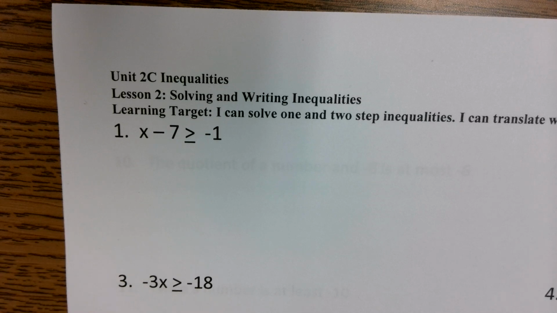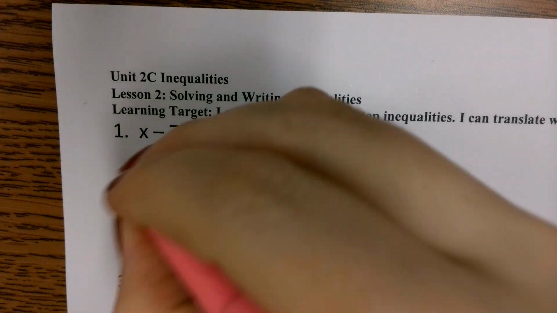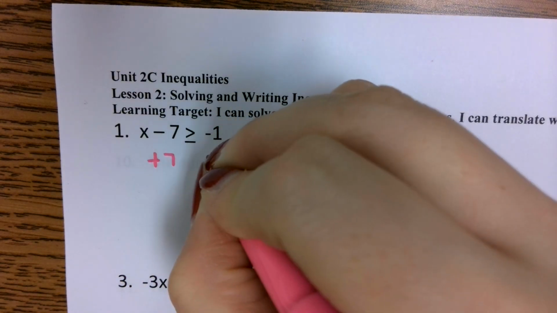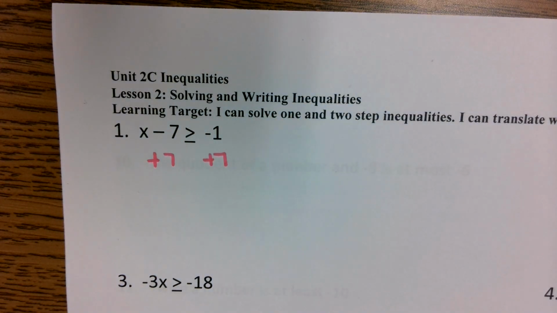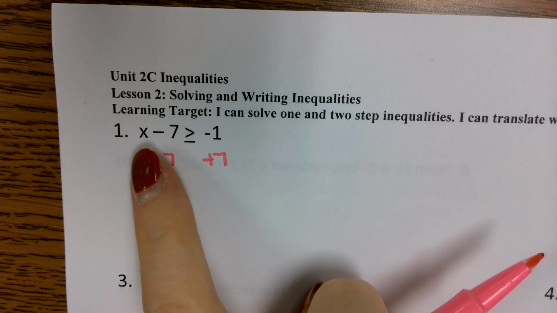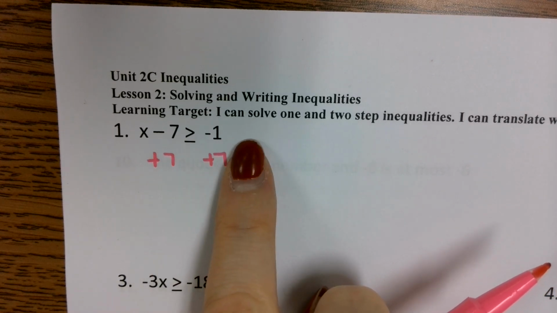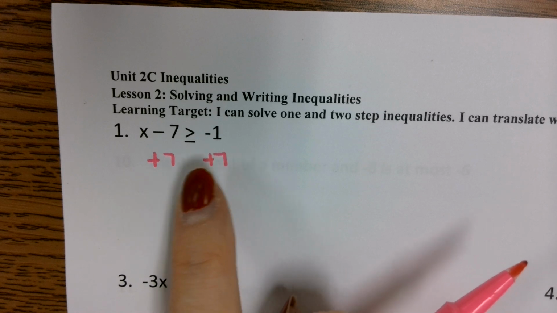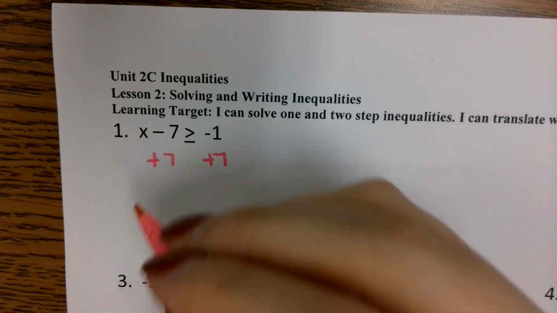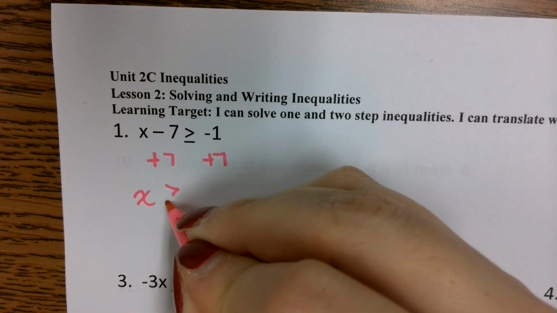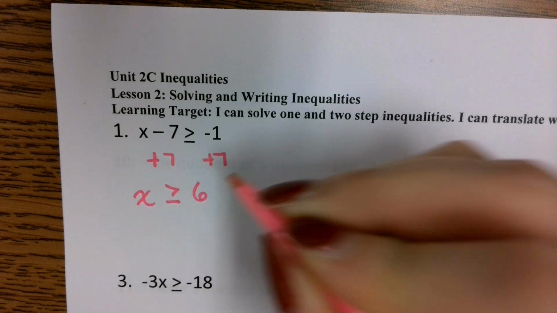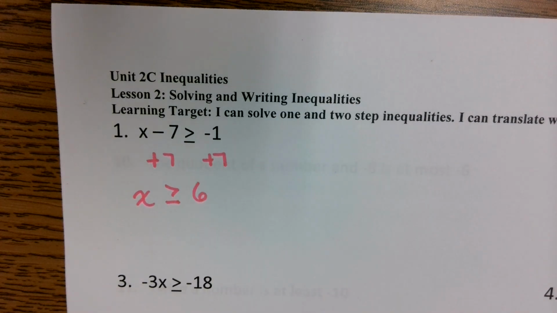What inverse operation do we need to perform in order to get x by itself? Fahim? Addition. What are we going to add to both sides? 7. Very good. So we are going to add 7 to both sides. Again, guys, it's no different than if this said equals. If it said x minus 7 equals negative 1, you would add 7 to both sides in order to get the variable by itself. So we have x is greater than or equal to a positive 6.